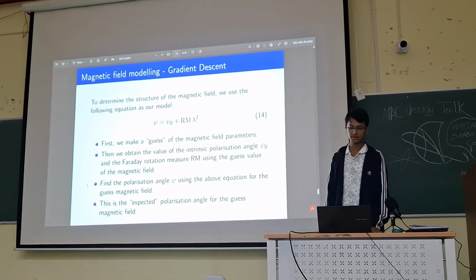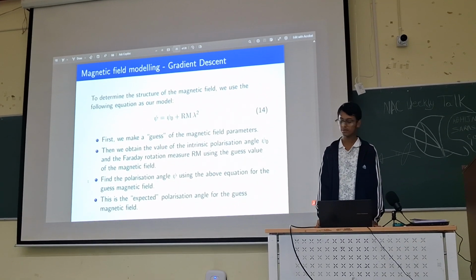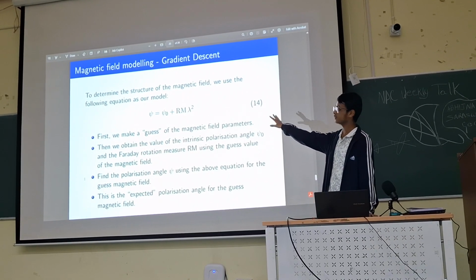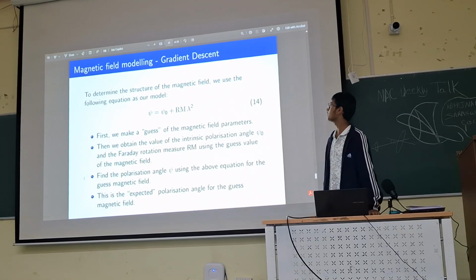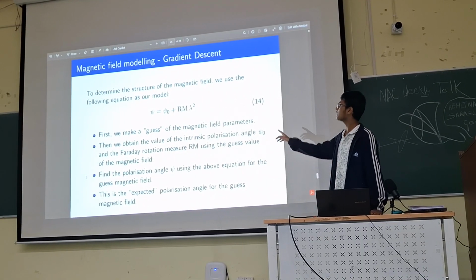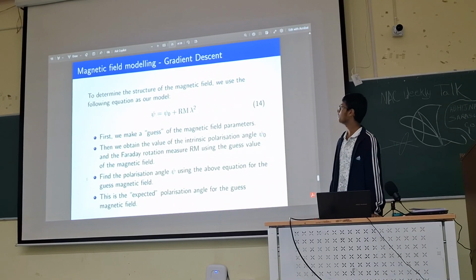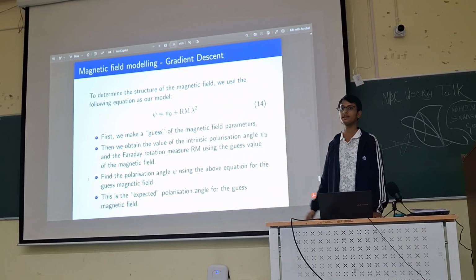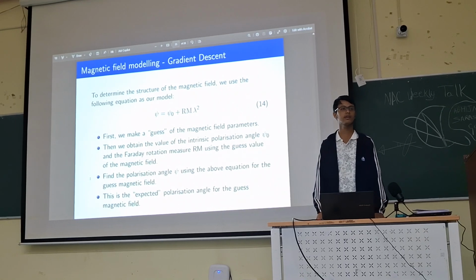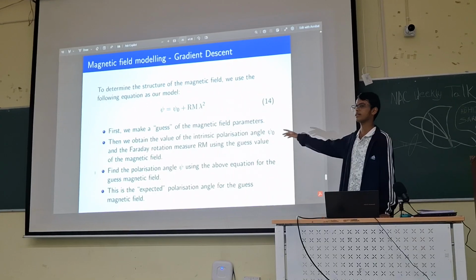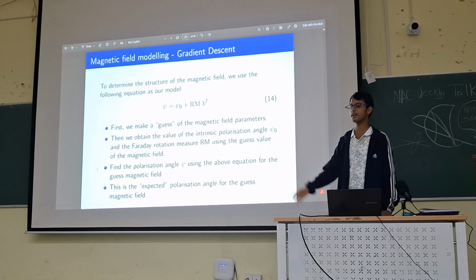So now we will see how the magnetic field structure is determined for this galaxy. The first step which we usually do is make some guess of the magnetic field parameters. The magnetic field parameters are the pitch angle, P, and all those. So we make a guess: maybe this might be the structure of the magnetic field.